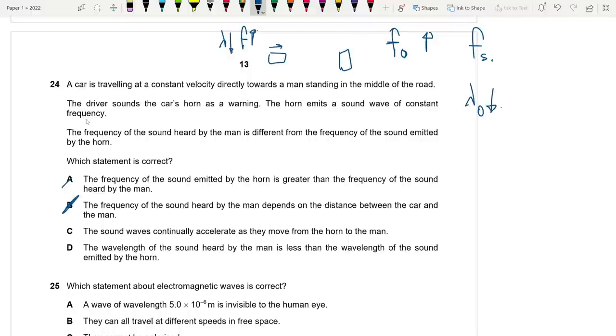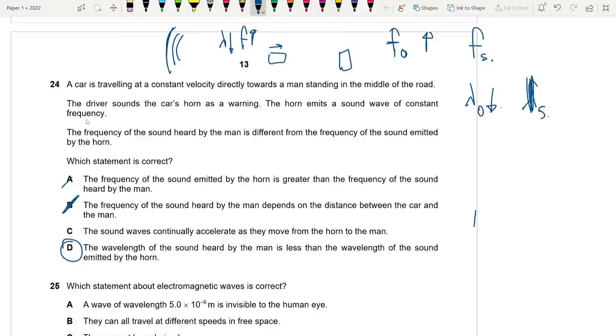The wavelength of the observed sound is less than the wavelength of the source. Do you guys understand? Because as you come closer, the gaps between the wave fronts actually decrease. So D is correct and C doesn't make sense. The sound waves do not continually accelerate. It's just that they're emitted at different distances, which is why the distance between wave fronts decreases.